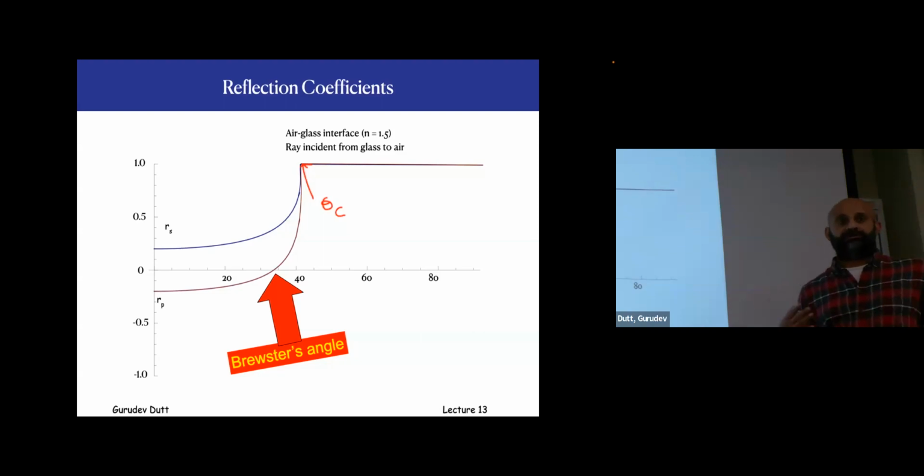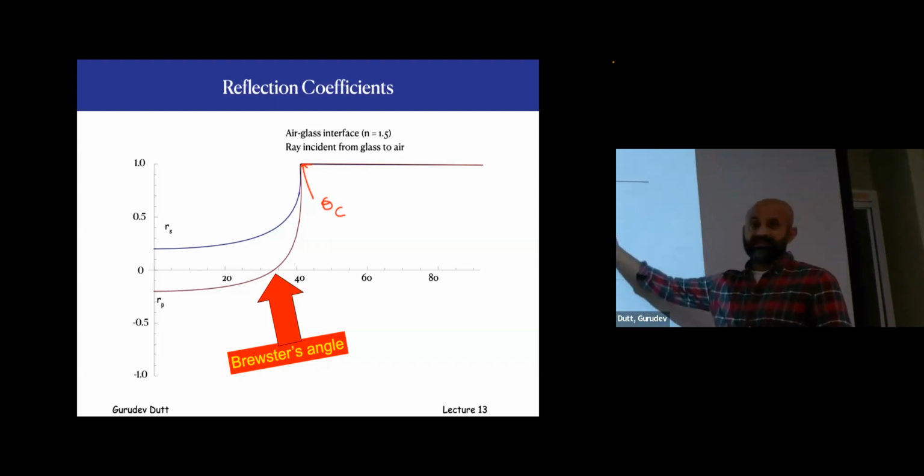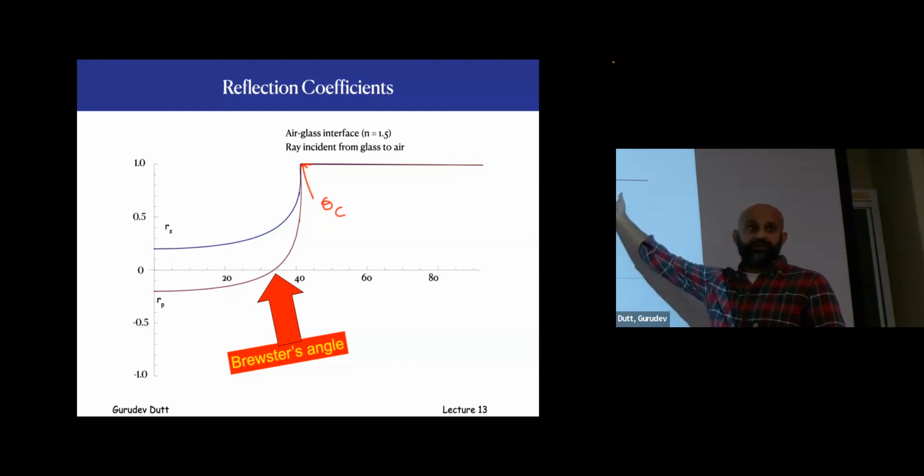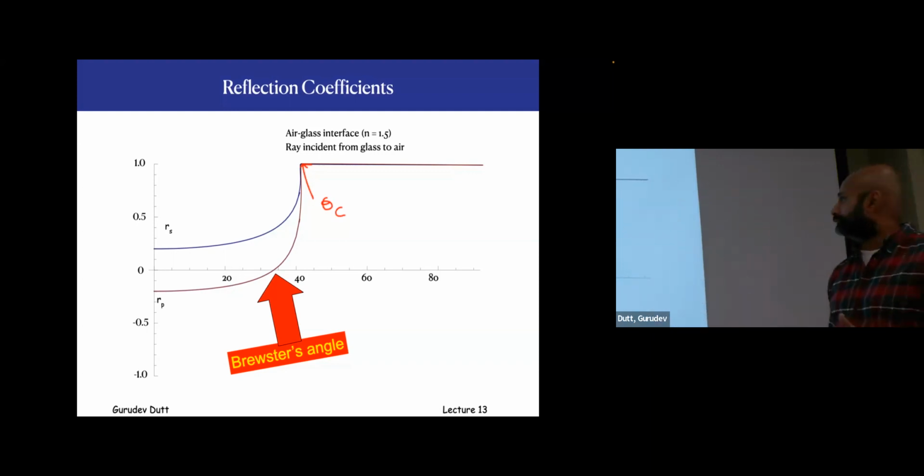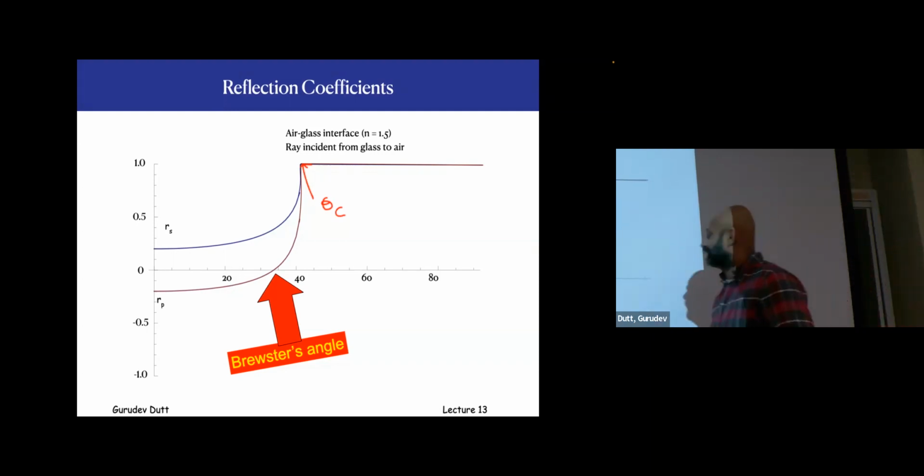Remember, we talked about external and internal. External is when the incident medium has lesser refractive index than the other medium. And the other one is in the case like this, where the incident medium, that is the ray, starts in the glass. So that refractive index is greater than the medium that it's going into. So in that case, the Fresnel coefficients look a little different. They look like this. So this is RS and this is RP.